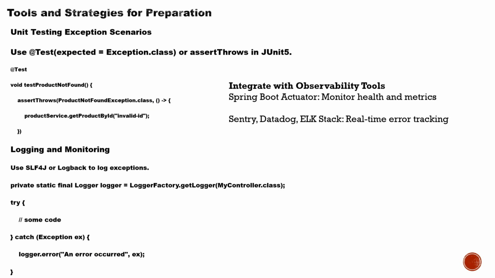Now there are different tools and strategies where you can prepare yourself. Let's say you are doing unit testing of exception scenarios, right? You can test it at the rate test, and then you can define your exception to be handled in such a way where this exception dot class will be there. You can use assertThrows in JUnit 5.